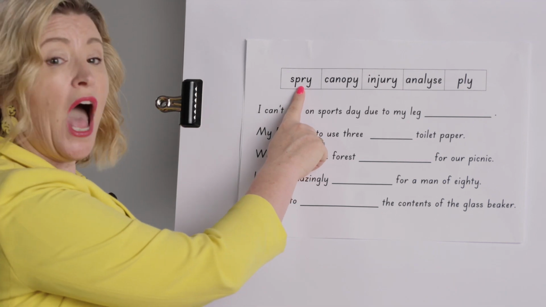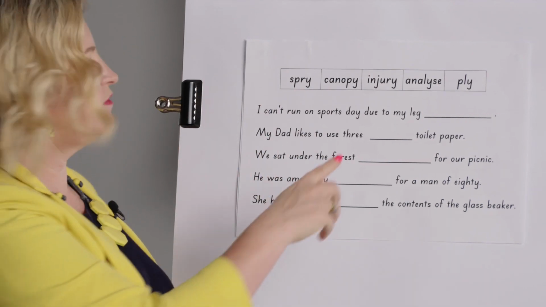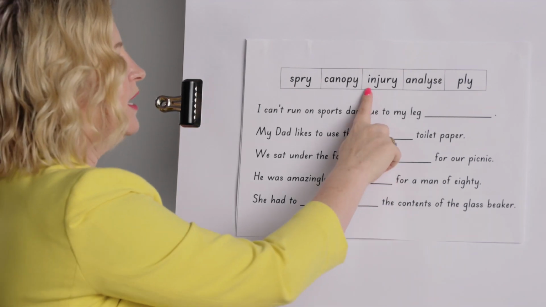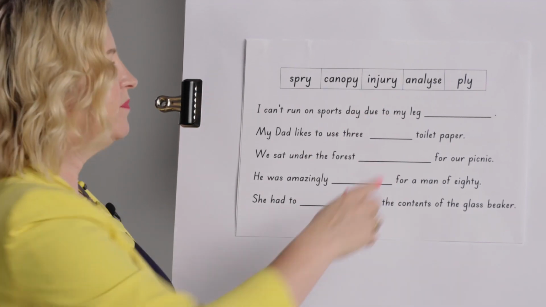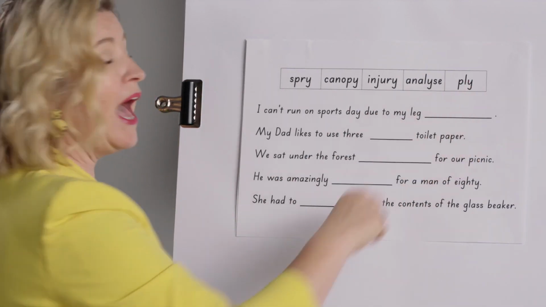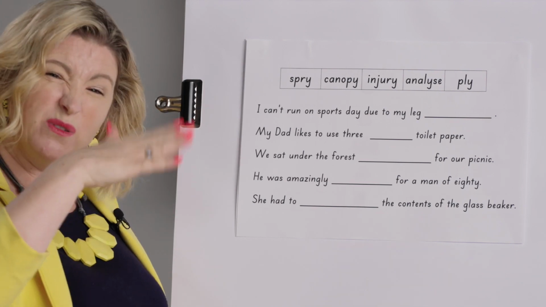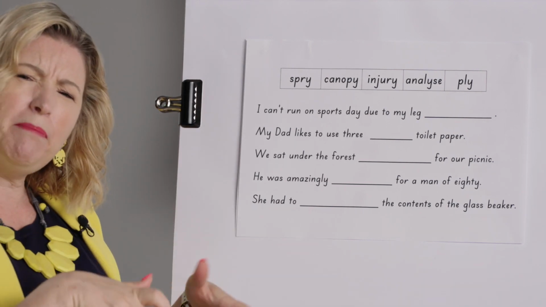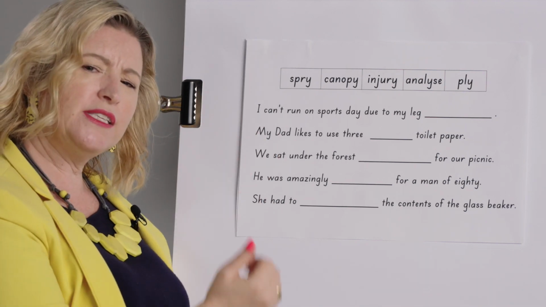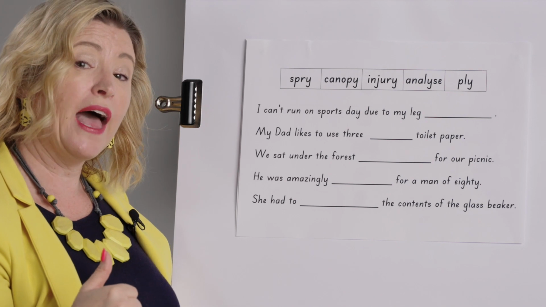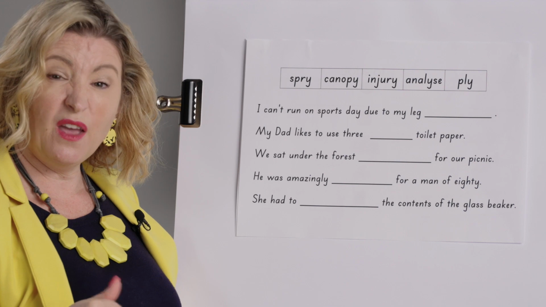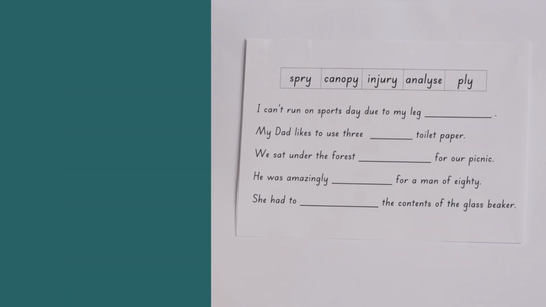So we've got spry. Remember that means lively or active. Canopy, that's shade or shelter over the top of something. Injury, when you're hurt. Analyse, to look really carefully at something. And ply, which can mean layers or folds of something, or it can mean to bend and shape and work something. So have a read of the sentences and see if you can work out which word goes into the missing spot. When you're ready, come back and we'll go through the answers.